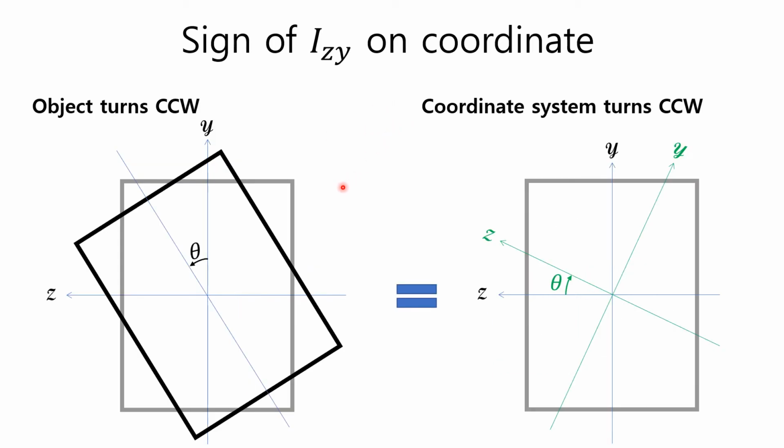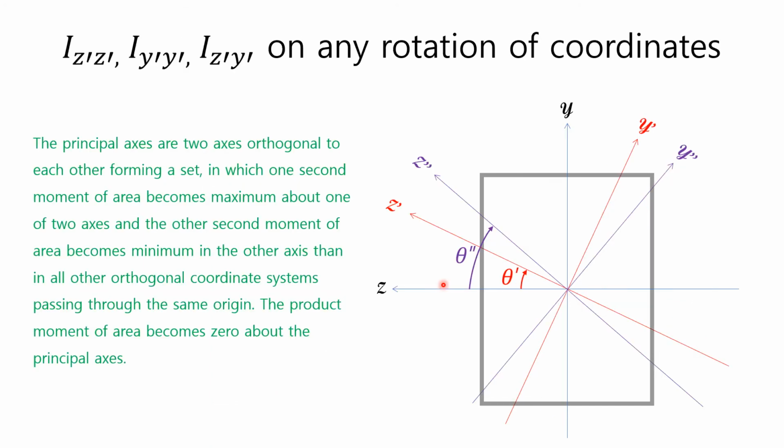Sometimes it is very confusing on rotation angle theta. Is it per rotation of object or per coordinate system? Rotating an object theta degrees counterclockwise is equivalent to rotating the coordinate axes theta degrees clockwise. Let's consider an arbitrary coordinate system, z-y axis. Is it possible to calculate the second and the product moments of area for a coordinate system rotated by an arbitrary rotation angle theta prime?